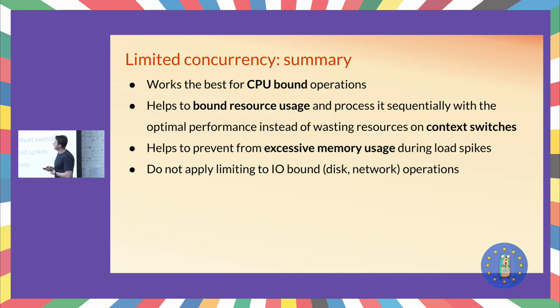OK, quick summary. This works best, again, for CPU-bound operations. You don't want I/O to be involved in this. Limiting concurrency helps us to bound resource usage. You can be sure that at any moment of time, not more than n coroutines are allocating data or doing some CPU-intensive work. And this also reduces the probability of context switches because you have low contention. Each coroutine will be scheduled to a separate CPU core, and they will be as efficient as possible. And yeah, don't do this for I/O.